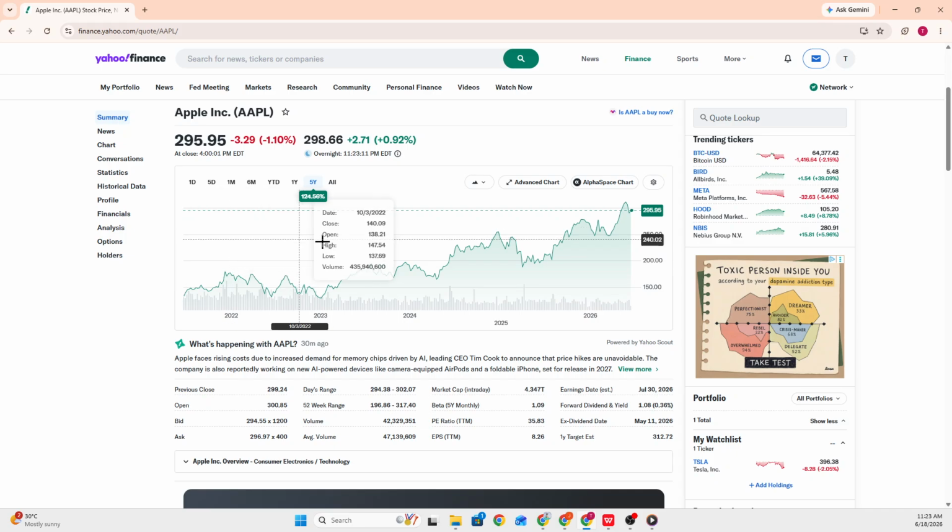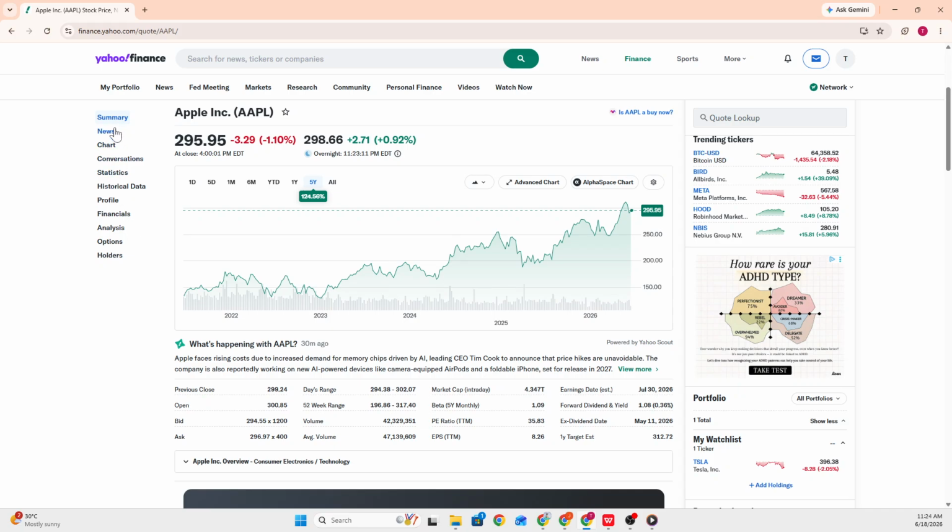By using the ticker symbol, the summary information, the chart, statistics, financials, analysis, and news sections, you can read and review the information available for a stock directly on Yahoo Finance.